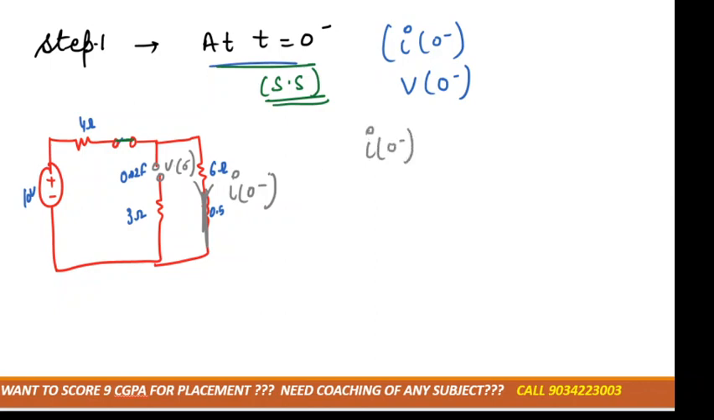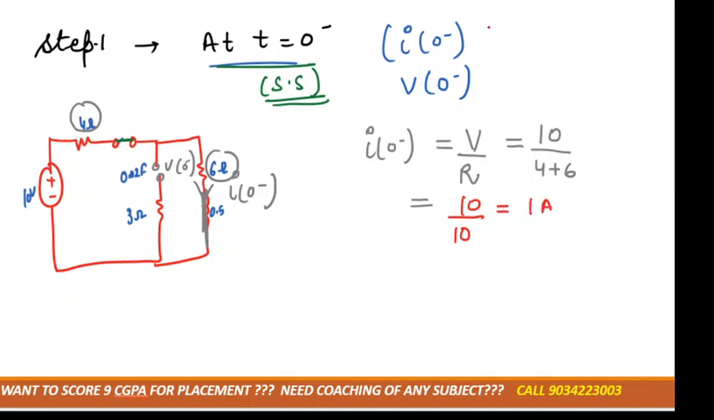So for I of 0 minus, how many meshes are there? Only one mesh. So for one mesh we can simply apply V by R. V is how much? 10 volt, and the resistance is how much? That is 4 ohm plus 6 ohm. Both are in series or in parallel? 4 ohm and 6 ohm in series? No. 10 by 10, so the answer would be 1 ampere. I of 0 minus, we got it as 1 ampere, right?